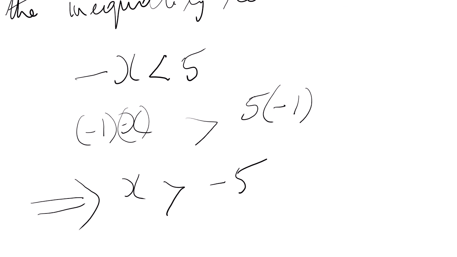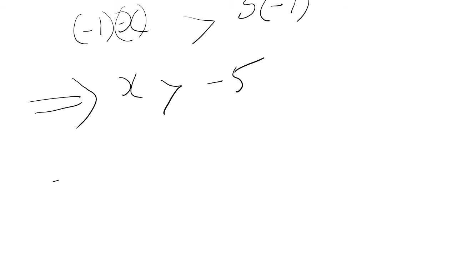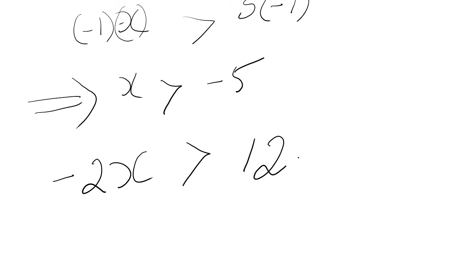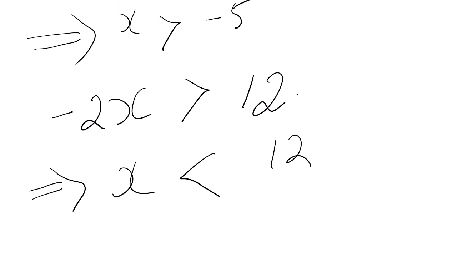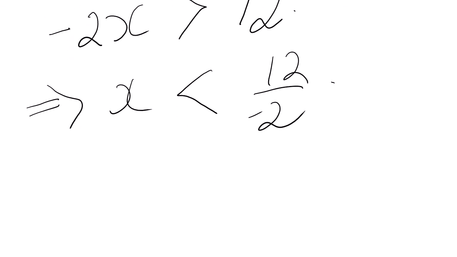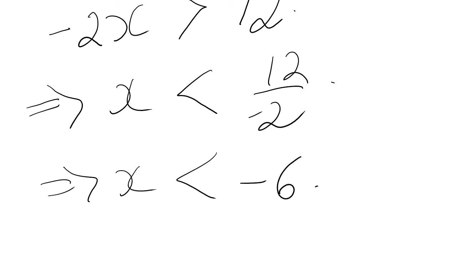Or suppose you have minus 2x is greater than, say, 12. In order to get x, you have to divide by minus 2. You have to divide only, multiplying is of no use. When you divide by minus 2, it becomes x, the sign gets reversed, and 12 upon minus 2 gives minus 6. So x is less than minus 6.